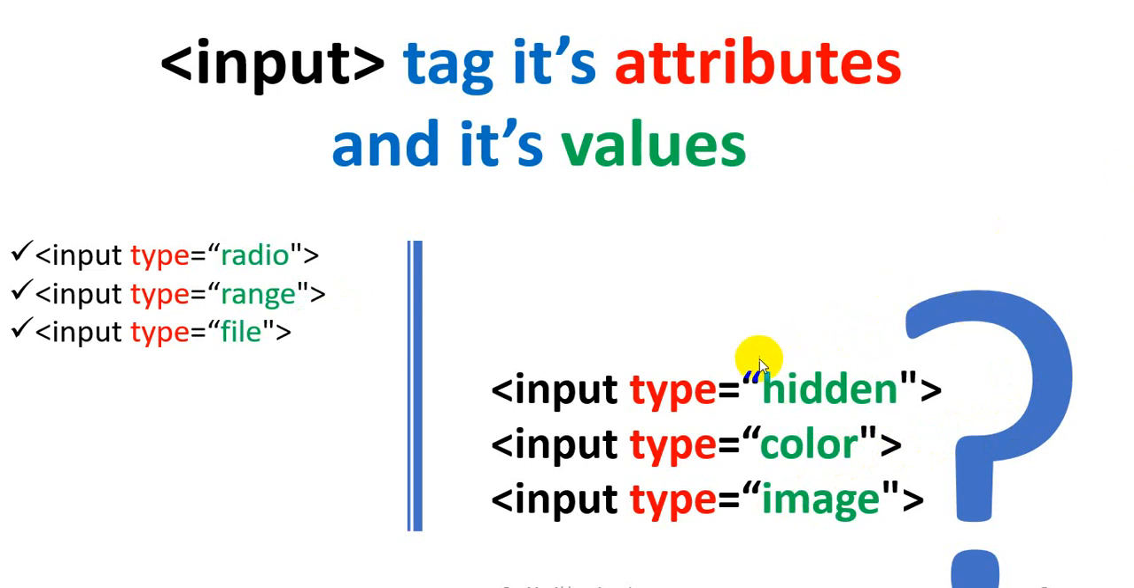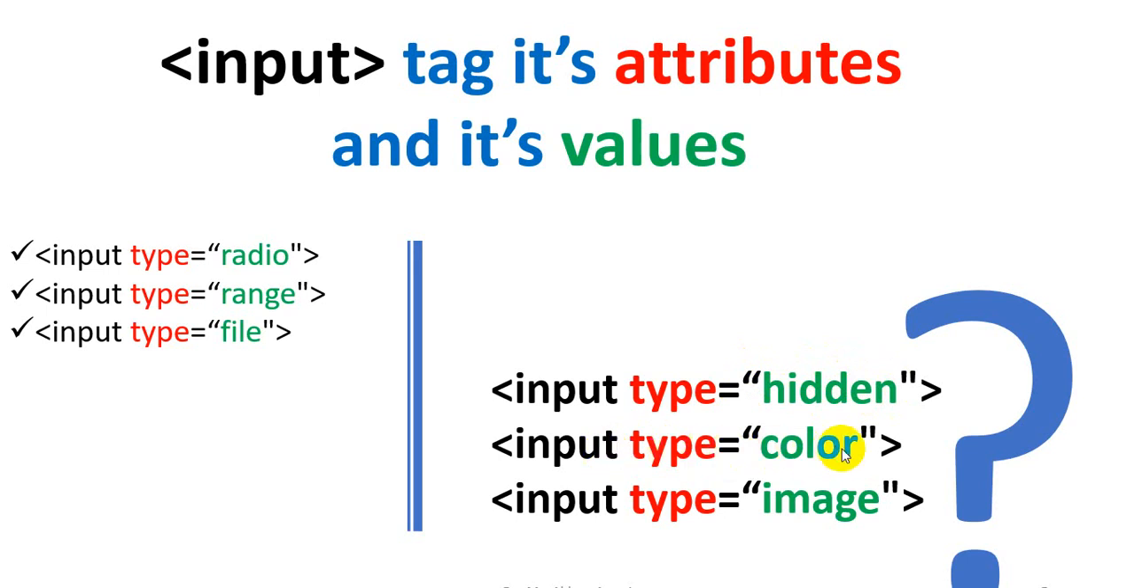Now our topic of discussion today is input type equal to hidden, input type equal to color, and input type equal to image. What is input type equal to hidden? This input type is very important. As its name says, hidden means the value of this input tag will be hidden. It will be transferred to the next page but it will not be shown to the user. We will discuss it in detail when we go for coding.